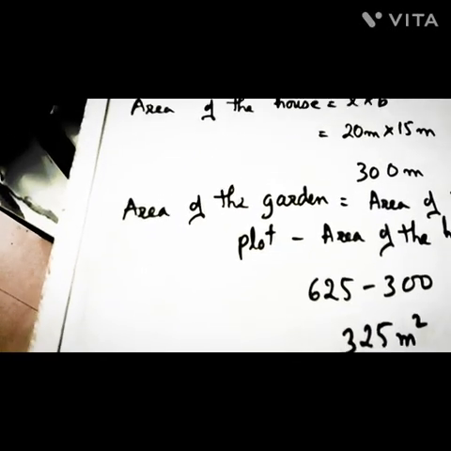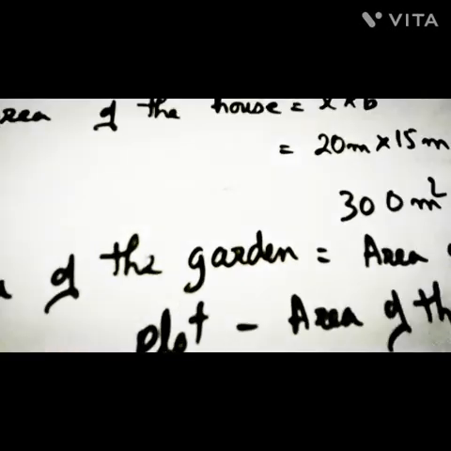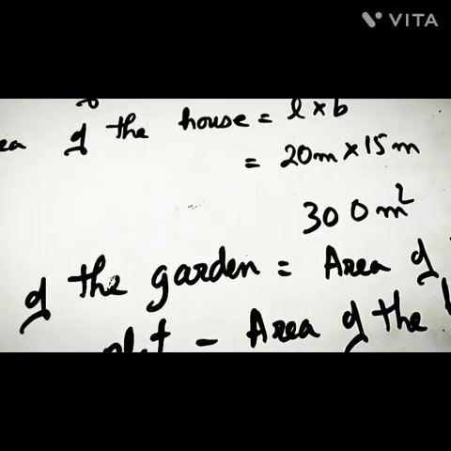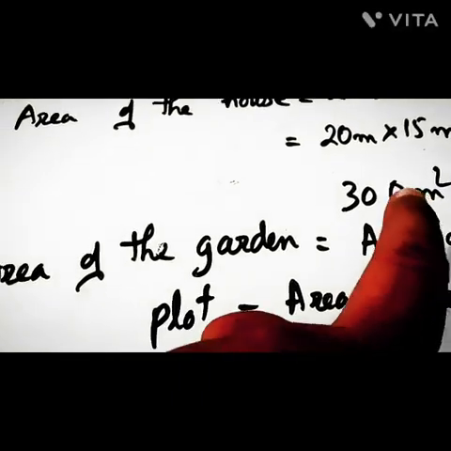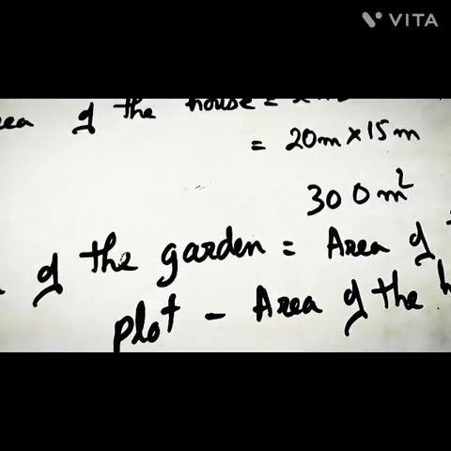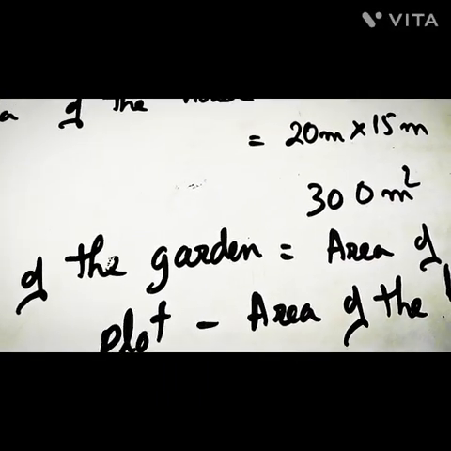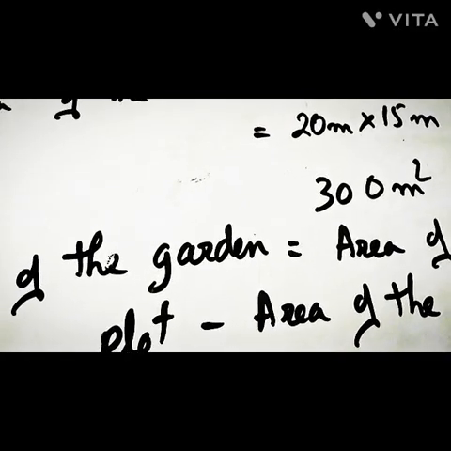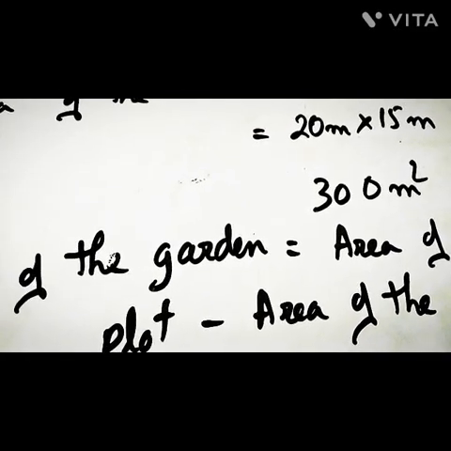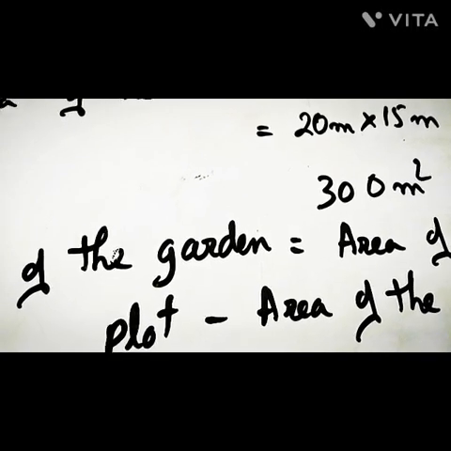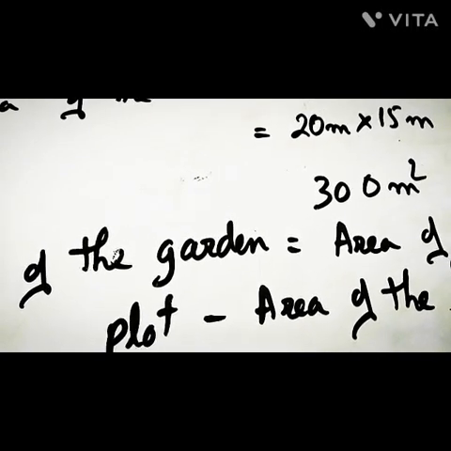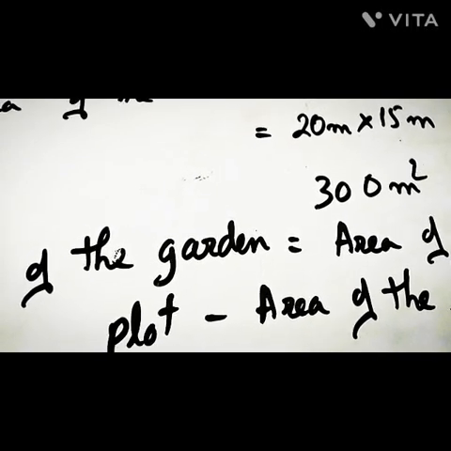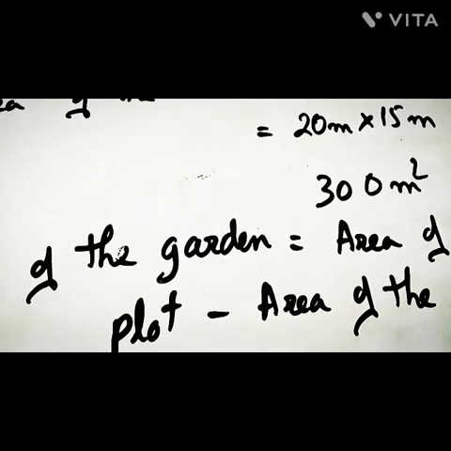Then, I forgot to mention meter square. I just wrote meter. It is a small mistake, but it is in the exam. If you don't write square, it will pose a problem, right? Even though your numerical answer is correct. So always, students, write the unit meter square after the area.